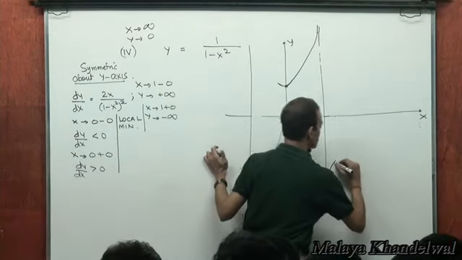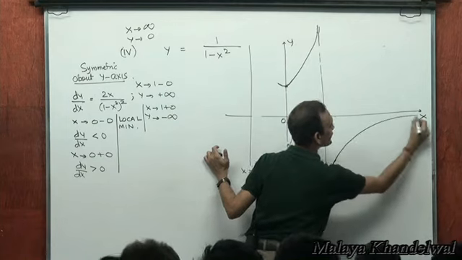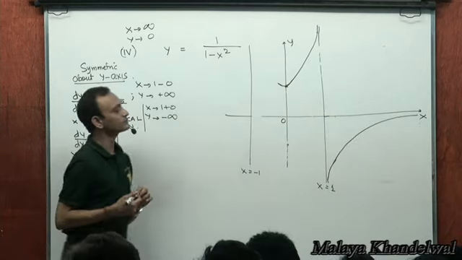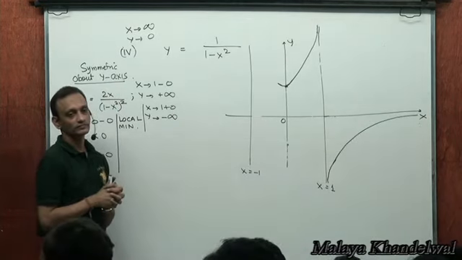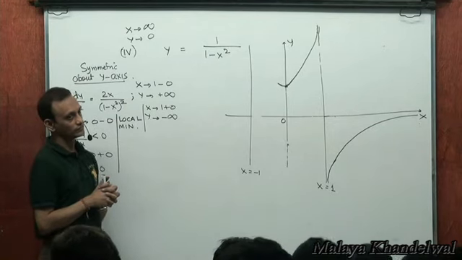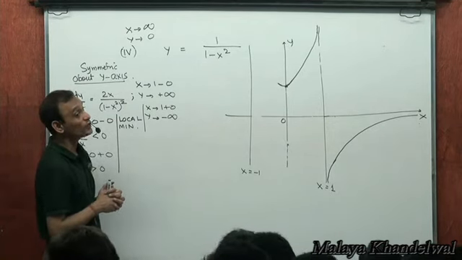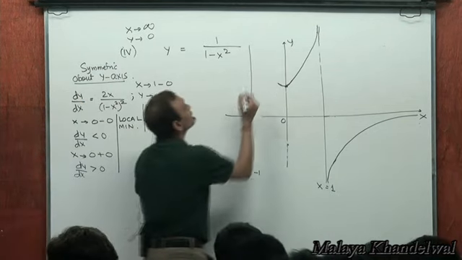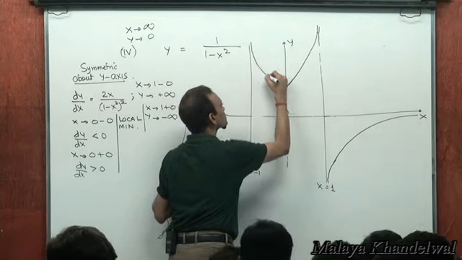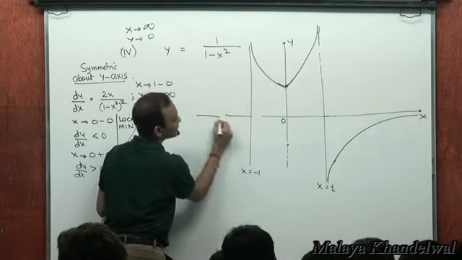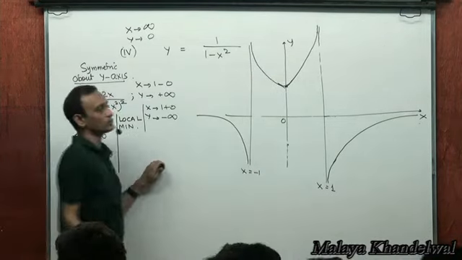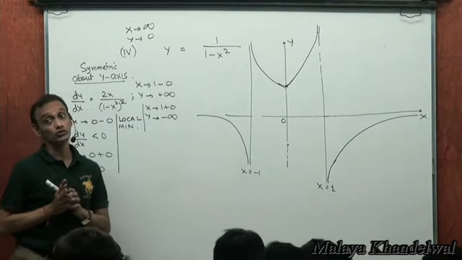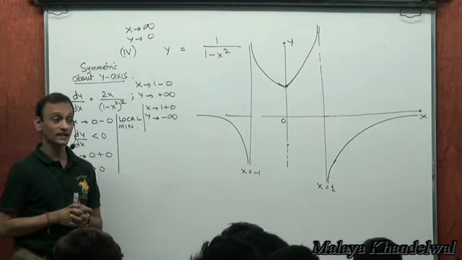Therefore, if you put it all in perspective, then this becomes the graph. But it's symmetric about the y-axis. So, whatever you have drawn to the right of the y-axis will get reflected about the y-axis, this portion and this portion. This becomes the graph of y equal to 1 by 1 minus x squared.